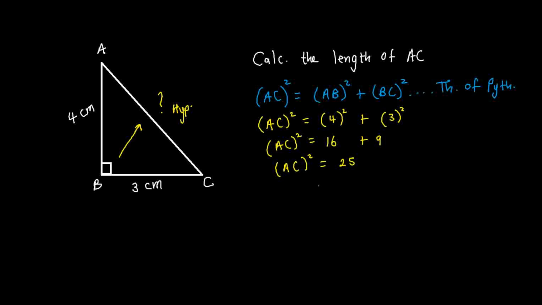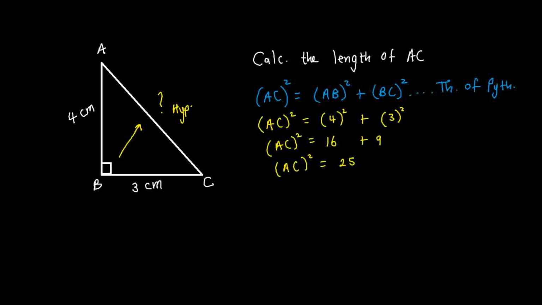Now, how do I get rid of the square? The opposite of the square is the square root. So I need to square root both sides. And what number multiplied by itself gives me 25? Obviously, it will be 5. 5 times 5 gives me 25. But what about negative 5? Negative 5 times negative 5 also gives me positive 25. Do not forget, a negative multiplied by a negative is a positive.